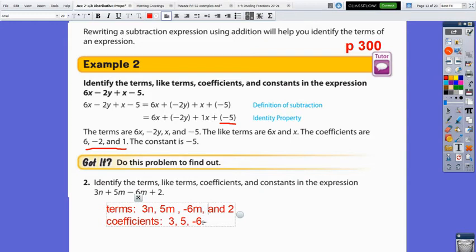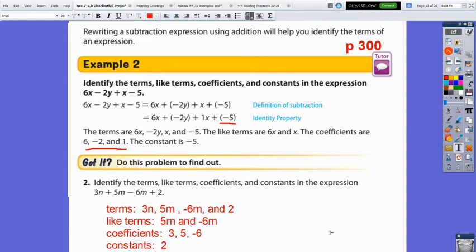Whoops, I missed like terms. Like terms, 5m and negative 6m. And lastly, constants, 2. Constant is the term with no variable. Okay, so that's vocabulary. Identify terms, identify coefficients. Can you identify like terms? Do you know what the constant terms are?